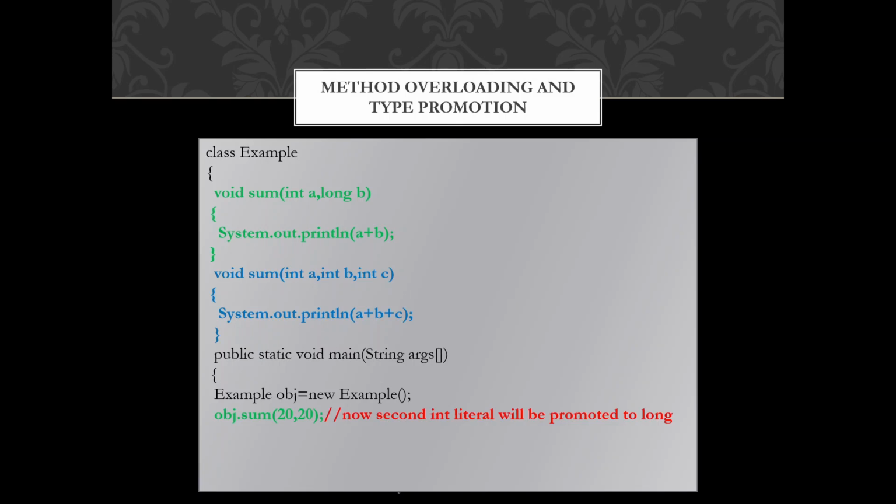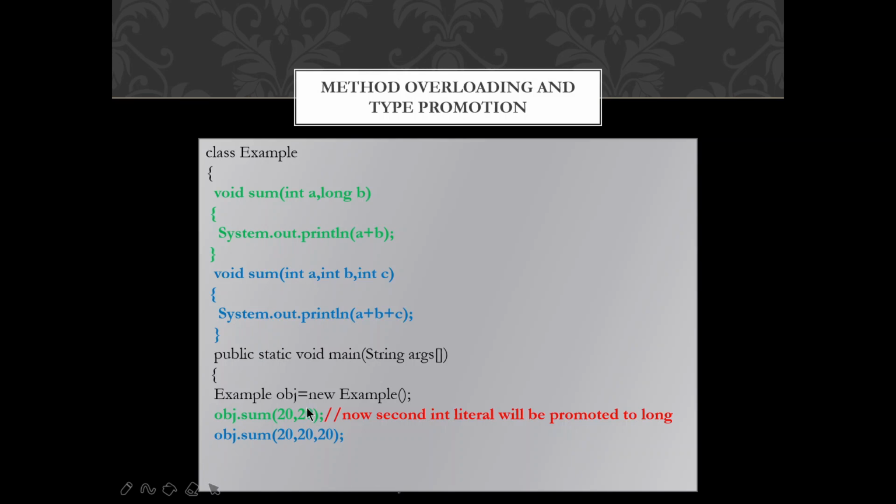Now whenever you call with the object sum of 20, 20, observe here, these two are integers, but we have a method with one integer and the other one long. If you see the previous slide, integer can be automatically promoted to long, so there is no confusion for the compiler. The second literal will be promoted to long, and it will call this method. Now if you write obj.sum with three parameters, obviously it will call the other method. There is no confusion for that.